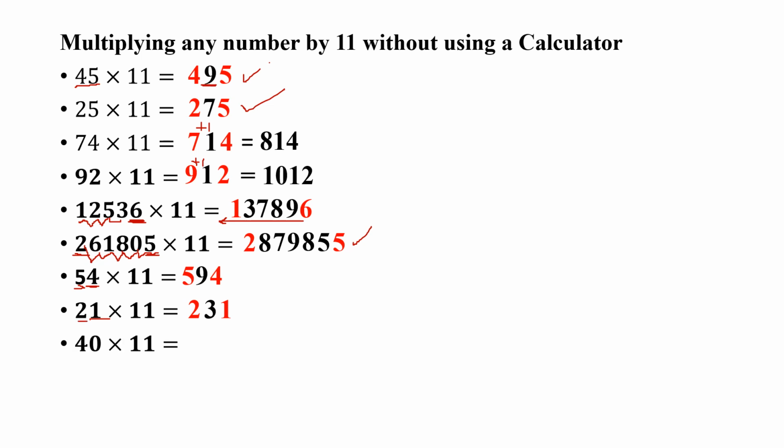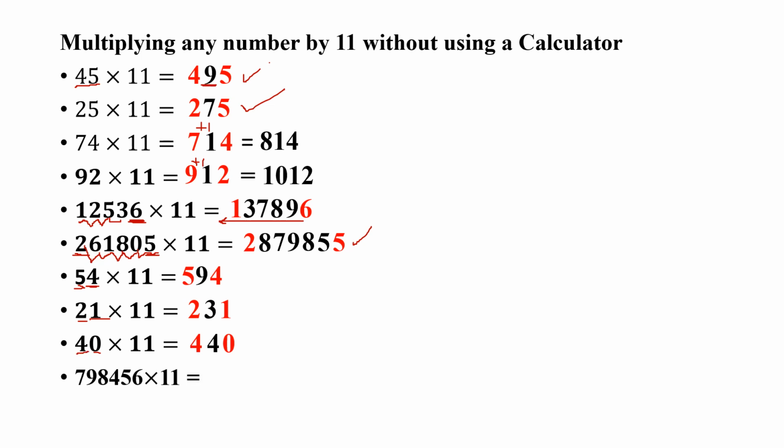Likewise, we are very sure that this number ends with a 0, so we are going to start with a 0 on the far right side. Then 0 plus 4 is 4. Then finally we write this 4 as it is like this.